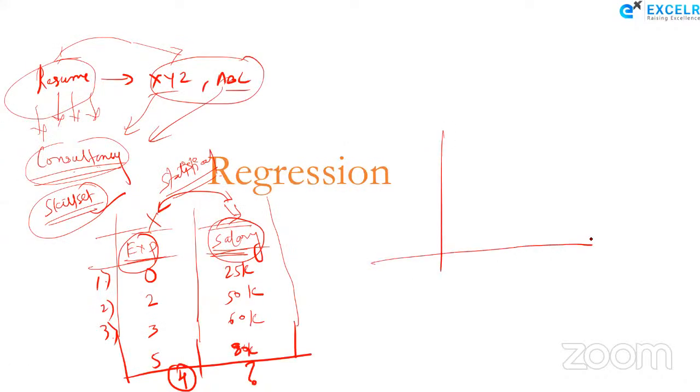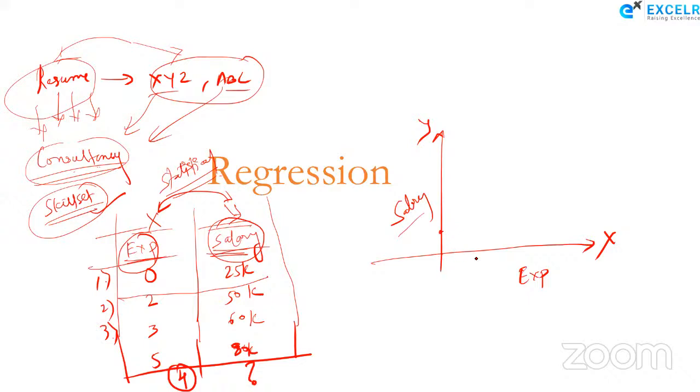Can I put this on X and Y axis like this? I can put X on this, Y on this. So X is nothing but years of experience. Can I put salary on this particular Y axis? Okay. So for the first data point, for 0 years of experience, 25. This is the first point.